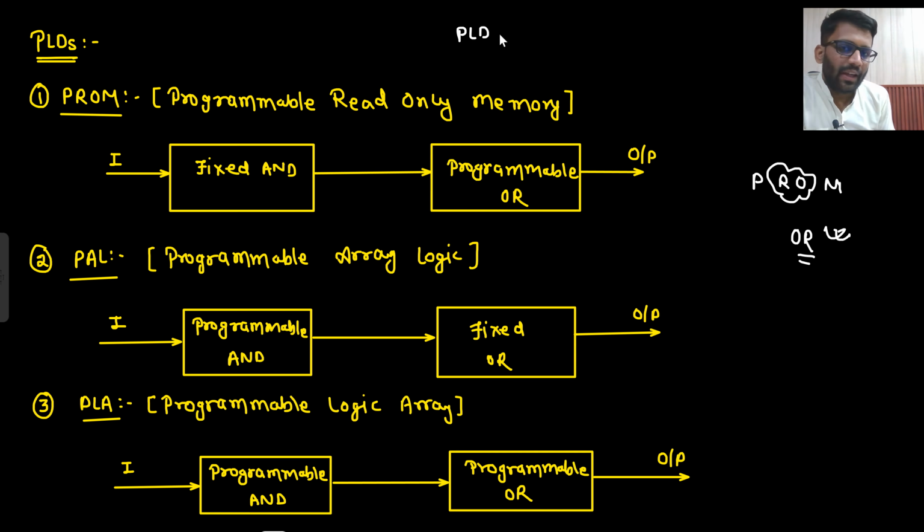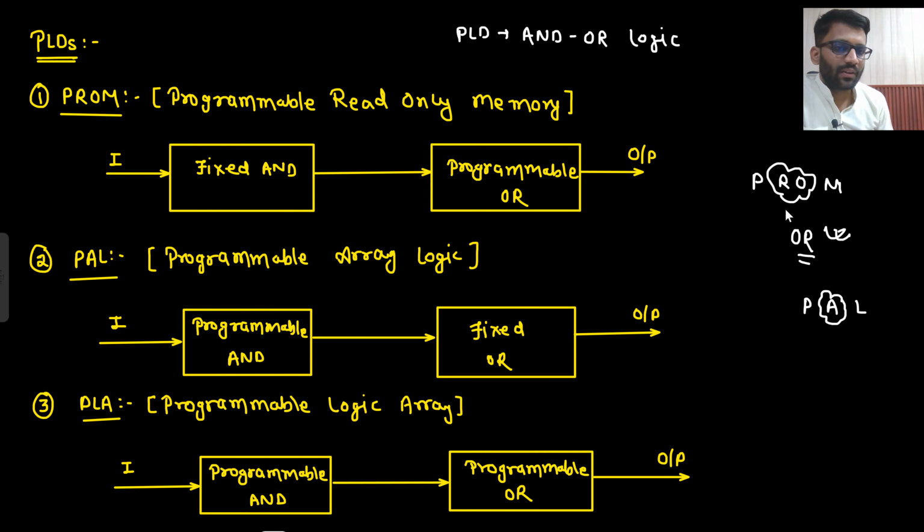PLD will always be AND OR logic. AND gate will be there and then there will be OR gate. So AND OR logic will be there. So if I am asking PROM, that means in between what do you see? OR. So OR gate is programmable, AND gate is fixed. If I ask PAL, in between what is there? A is there. That means AND gate is programmable.